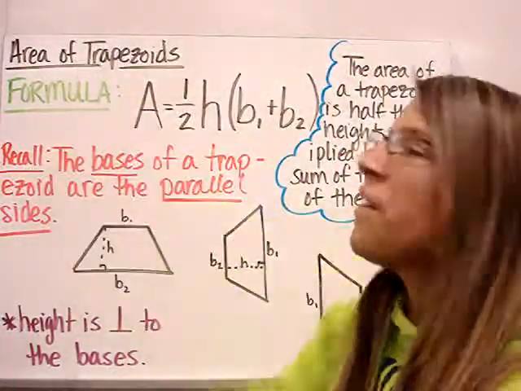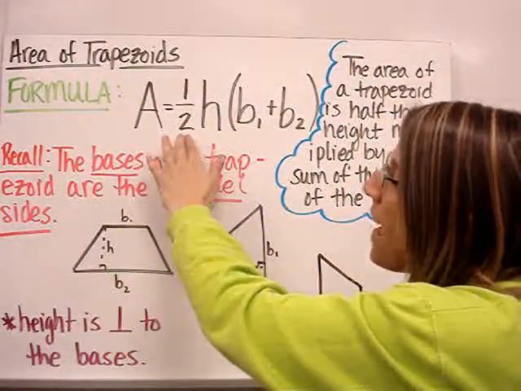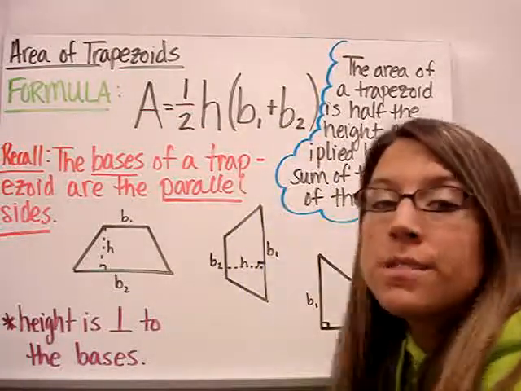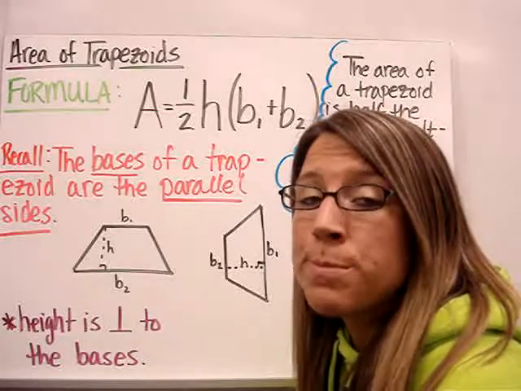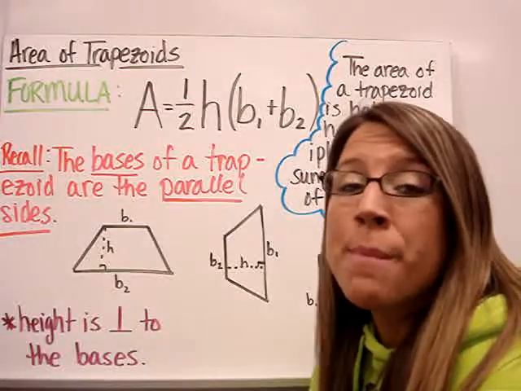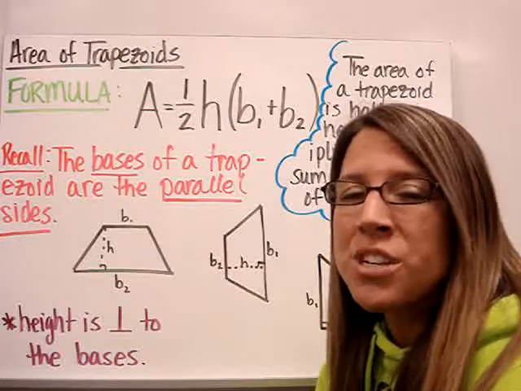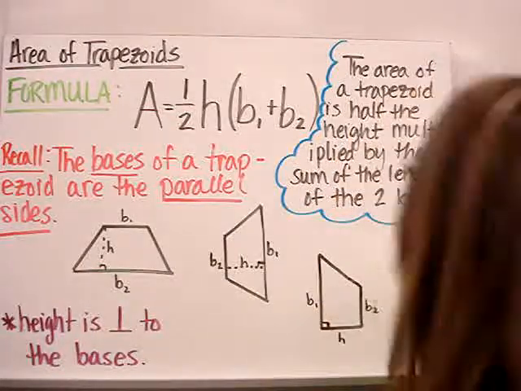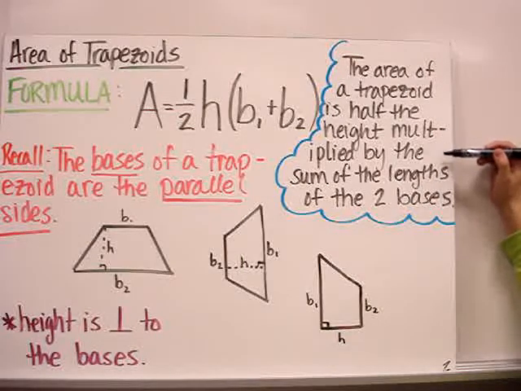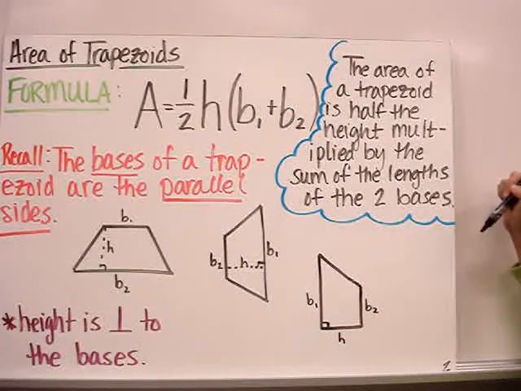The formula for area of trapezoids is 1/2 the height times the sum of the bases, base 1 and base 2. It doesn't matter which base is base 1 and which base is base 2 because you're adding them together and you'll have the sum anyways. The commutative property of addition says that it doesn't matter. So the area of the trapezoid, here it is in words, is 1/2 the height multiplied by the sum of the lengths of the two bases.